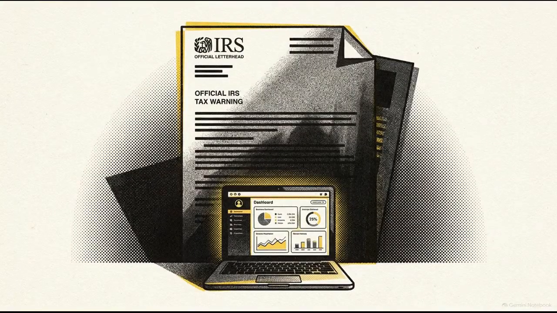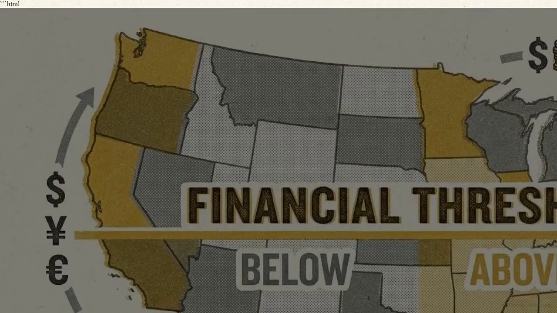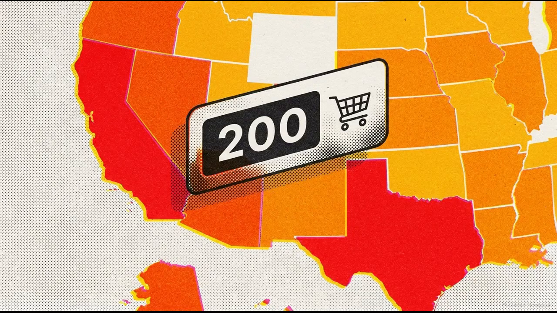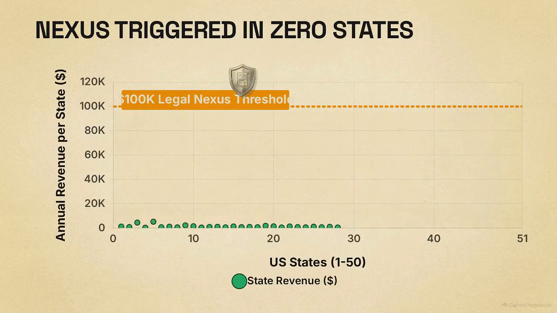The main reason founders accept these high fees and administrative hurdles is the fear of being audited or penalized over US sales tax. But legal liability in the US is determined by economic nexus. This is a specific financial threshold you must cross in a state before they require you to collect tax. Looking at this US heat map, that threshold is generally $100,000 in revenue, or 200 distinct transactions per individual state every single year.